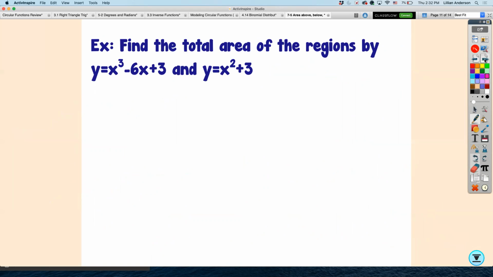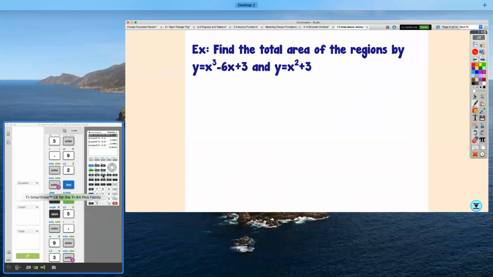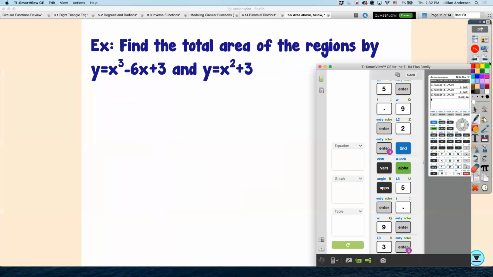This one we're going to do using our calculator. All right, we want to find the total area of the regions bounded by those two functions. I got a cubic and I got a quadratic.